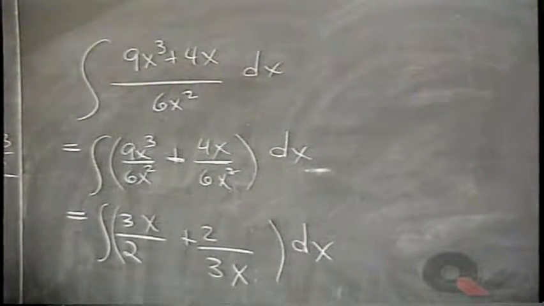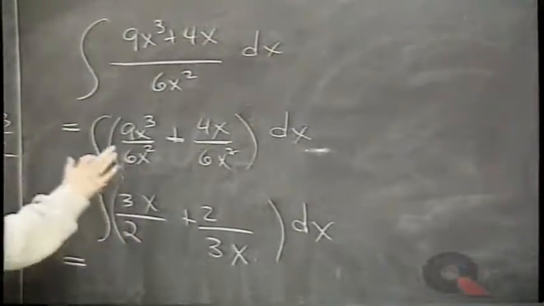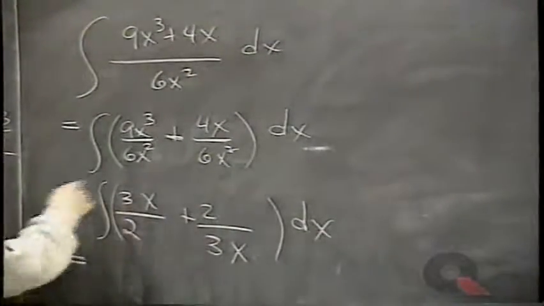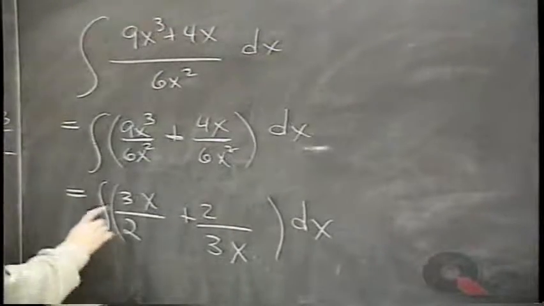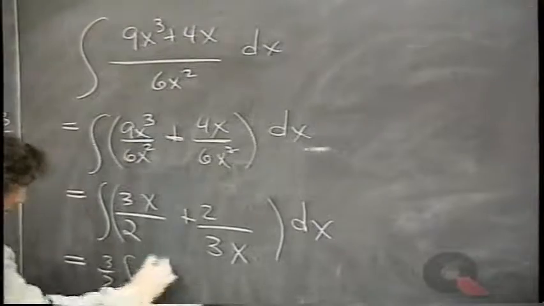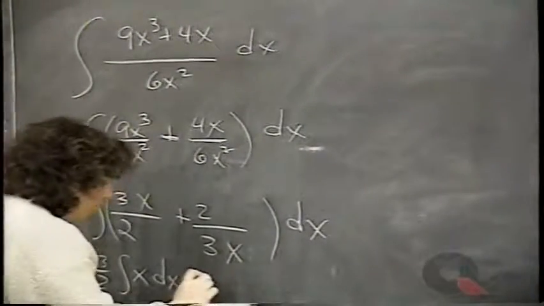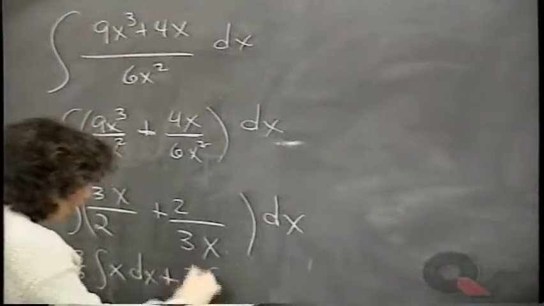Now this can be broken up into 2 simpler problems. Let's take the constants out. Well, the integral of this plus the integral of that, but I'm taking the constant out. So instead of the integral of 3/2 x, I'll make it 3/2 the integral of x dx. Instead of 2 over 3x, I'll make it 2 over 3, now the integral of 1 over x dx.